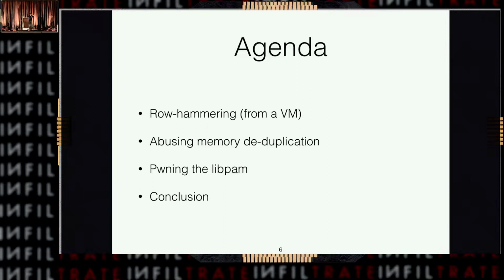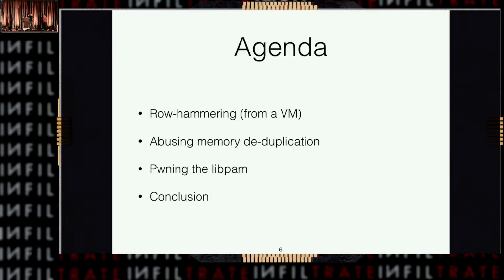Then we'll present our attack on the libpam and how we can generalize the technique that we used to attack other binaries. Basically, given a program P, how we can automatically find all bits in that program P that, if flipped, can change the outcome of this program. And finally, we'll conclude with some remarks on how we can improve this work. Okay, let's start with Rowhammering.